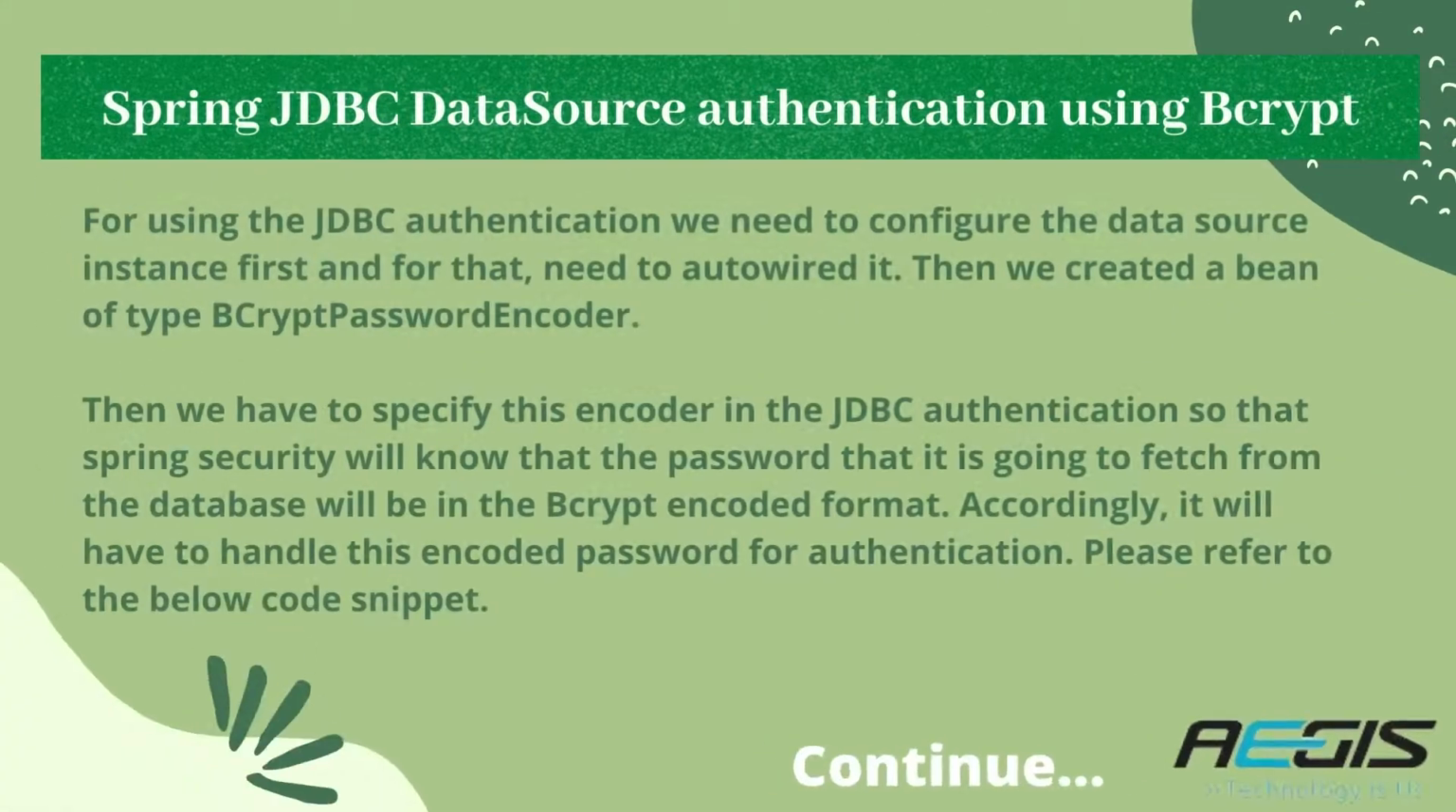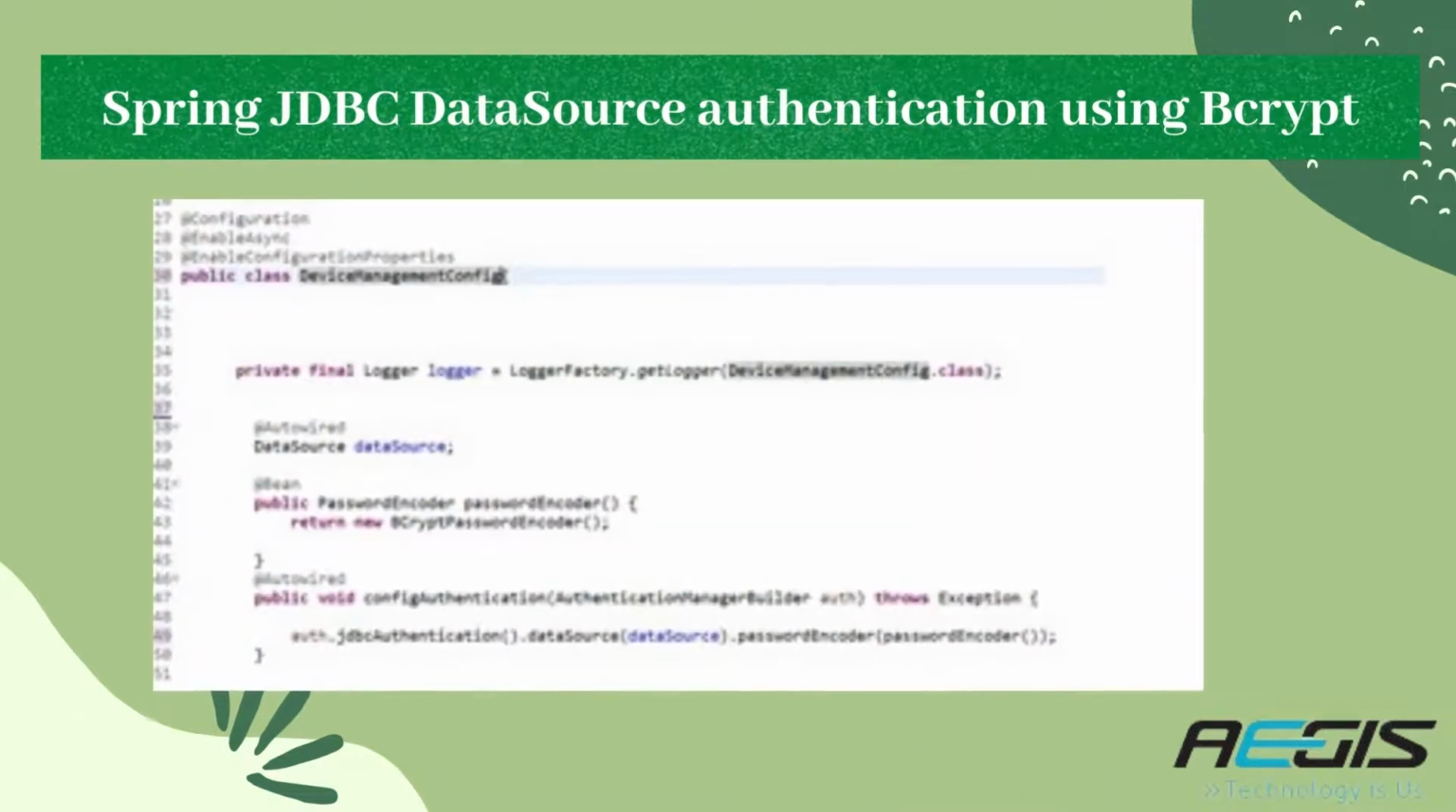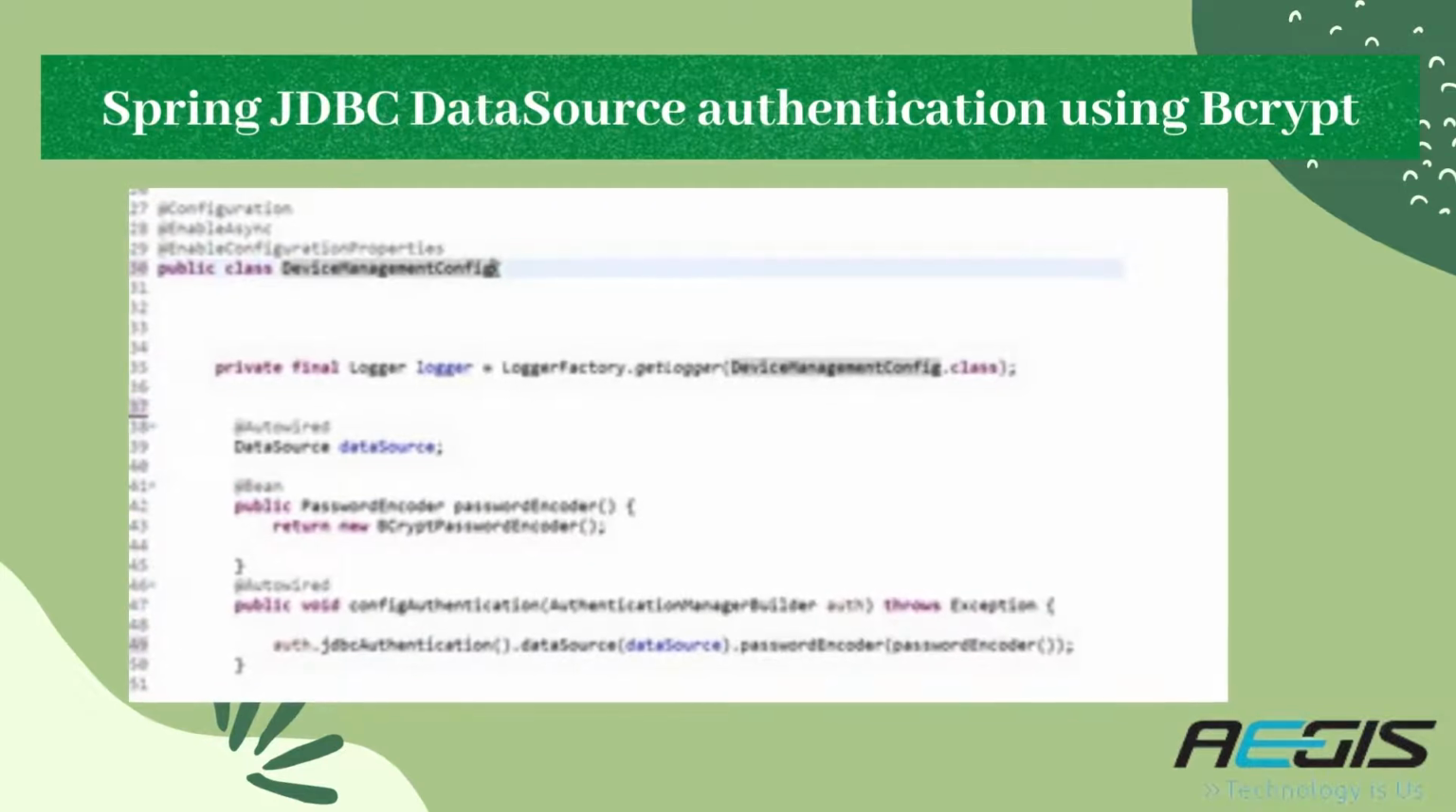Now understand the last topic of the video: Spring JDBC DataSource authentication using Bcrypt. For using JDBC authentication, we need to configure the data source instance first, and for that we need to autowire it. Then we create a bean of type BCryptPasswordEncoder. Then we have to specify this encoder in the JDBC authentication so that Spring Security will know that the password it is going to fetch from the database will be in the Bcrypt encoded format. Accordingly, it will handle this encoded password for authentication. Please refer to the code snippet below.